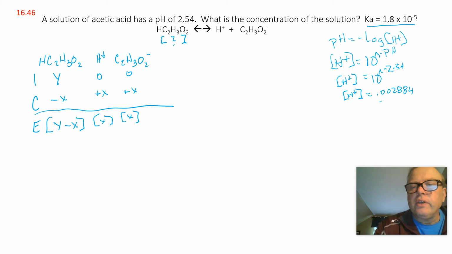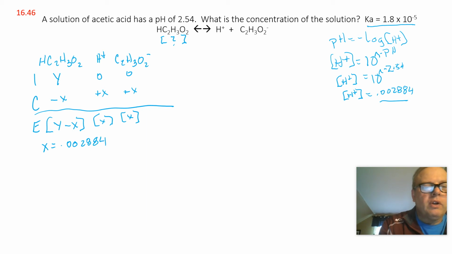And I know what X is. This is my X value. It's hydrogen concentration at equilibrium. So therefore, X is equal to 0.0028884. All right, now let's set this up to solve.